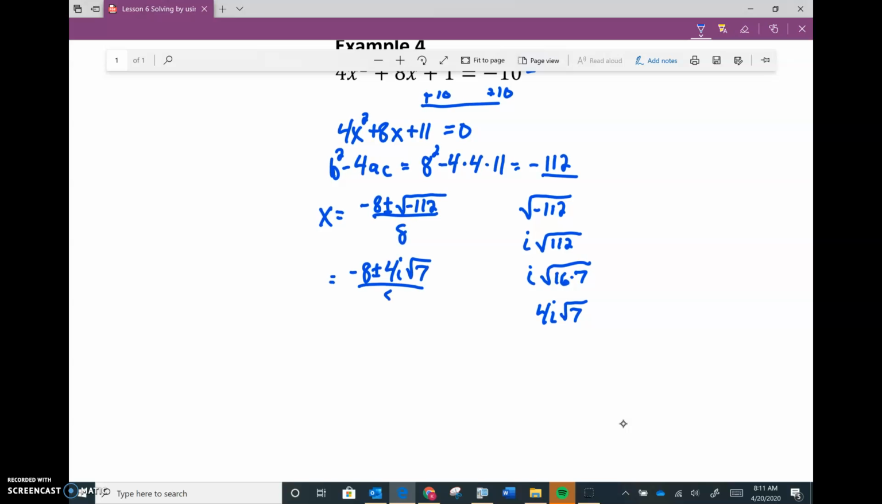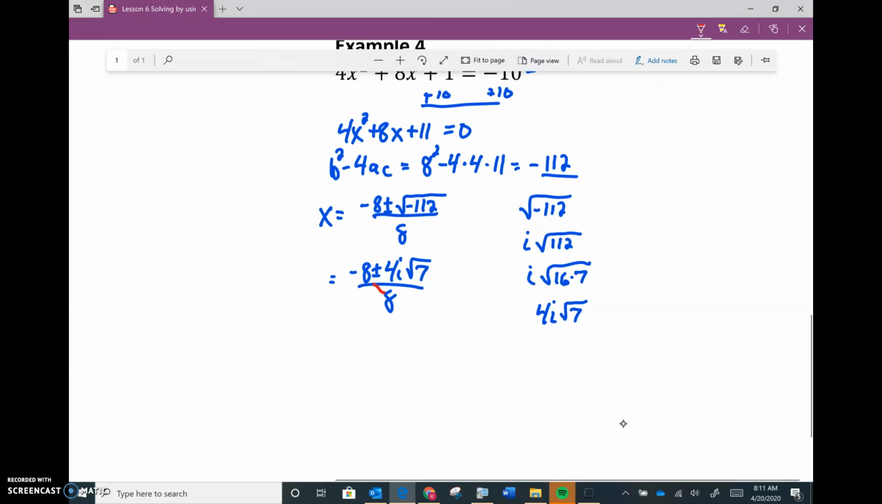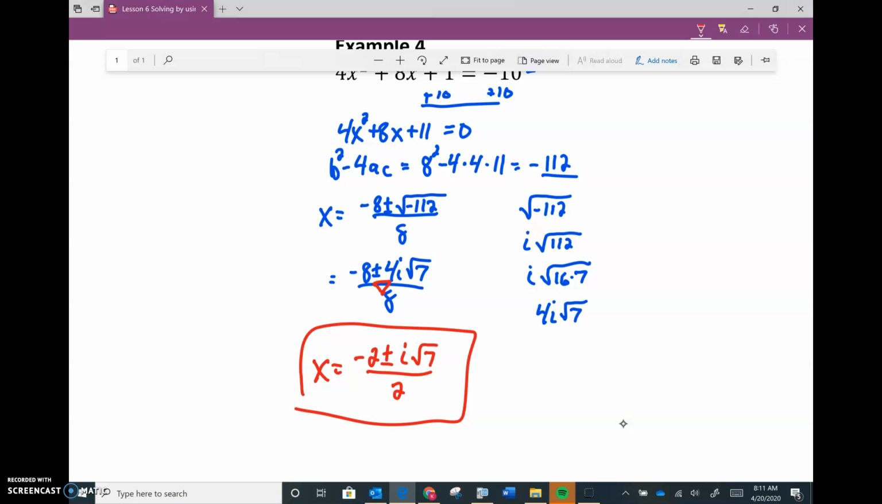Again, look at that quadratic triangle. Is there a common factor of all 3 of those? There is. It's 4. So divide by 4. Divide by 4. That would just give us i radical 7. Divide by 4, we get 2. So we have it simplified at that point.